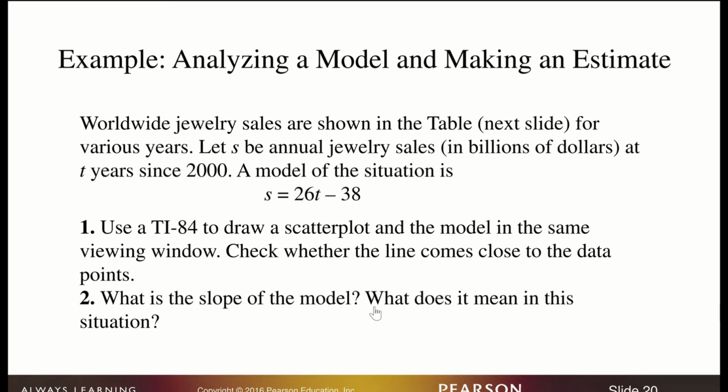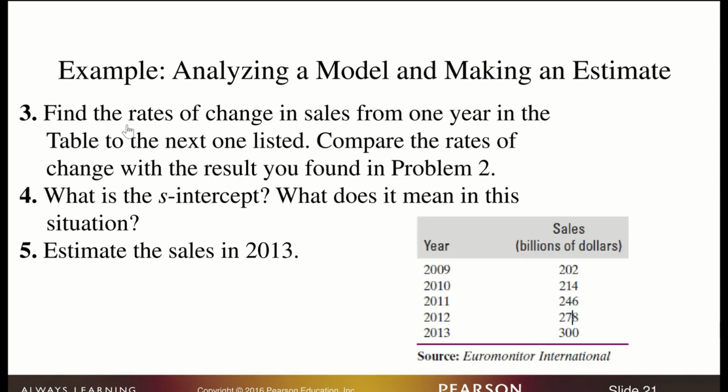What is the slope of the model? What does it mean in this situation? We also want to find the rate of change in sales from one year in the table to the next one listed, and compare the rates of change with the results that we found in problem 2. And then also find the S-intercept, interpret what it means, and estimate the sales for 2013.